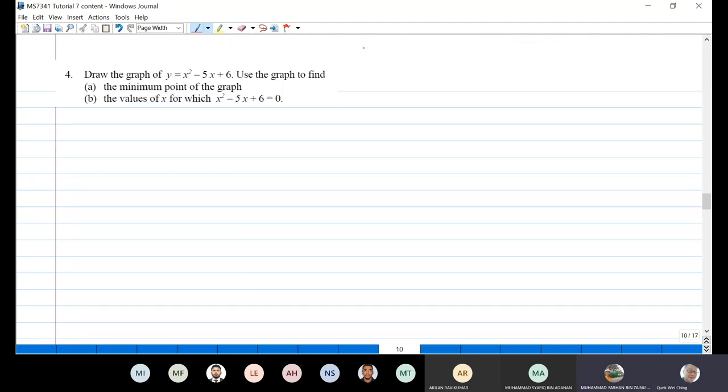Okay, so I move on to show you how to do question 4. Question 4 is a bit different now. This one, you have y equal to x squared minus 5x plus 6. This type of equation is called a quadratic equation. The one we had earlier is called a linear equation. The graph of a quadratic is a parabola, not a straight line anymore, so it's harder to draw now.